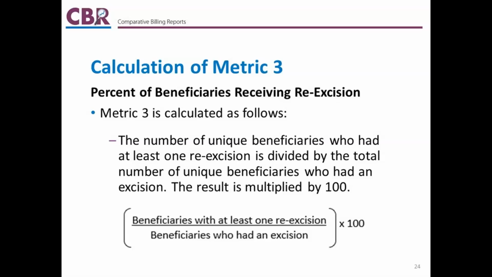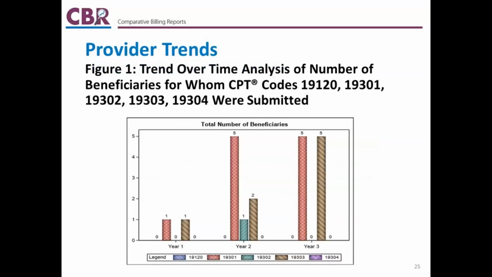The CBR includes a graph that represents the provider's billing trend over the 3 years, 2017 through 2020, for the number of beneficiaries for whom the CPT codes for breast excision were submitted. After the detail of the metrics and the analysis, it's nice to have this graph that takes a step back and reviews an overall analysis for that 3-year time period. And we can see the results for this provider for each code for each year.